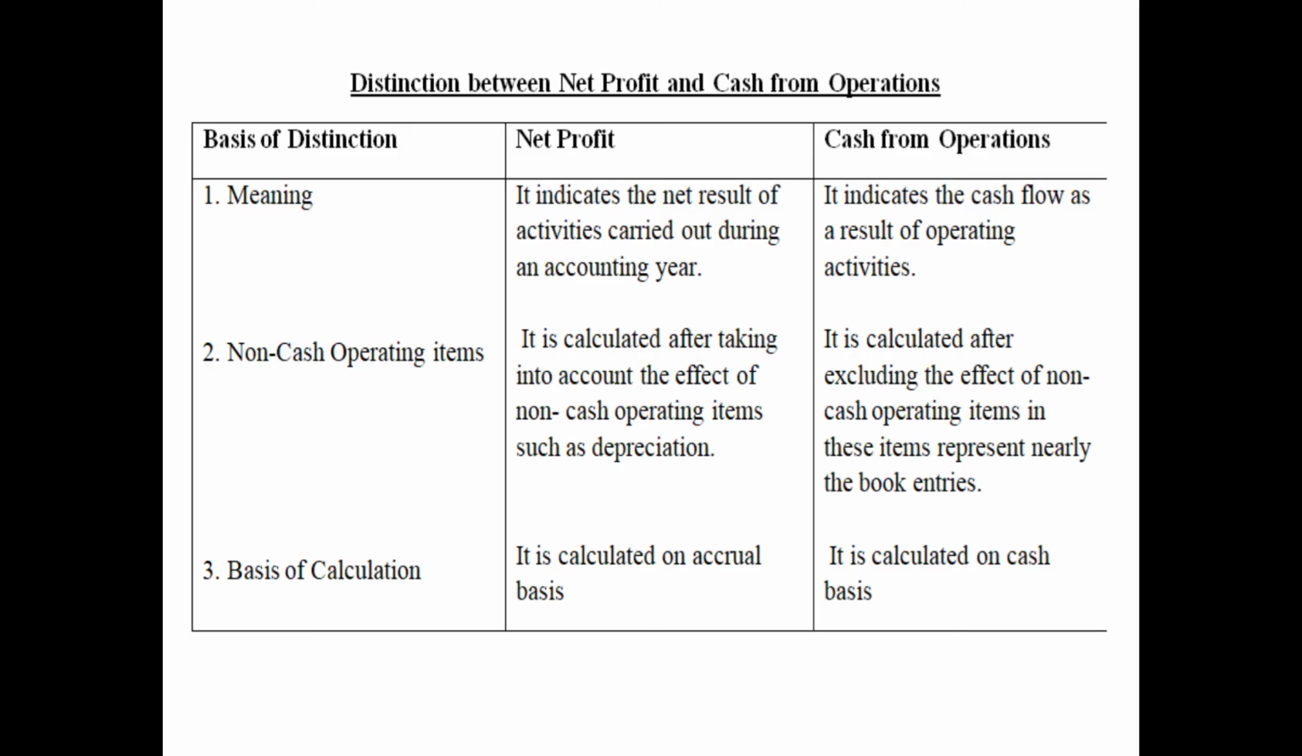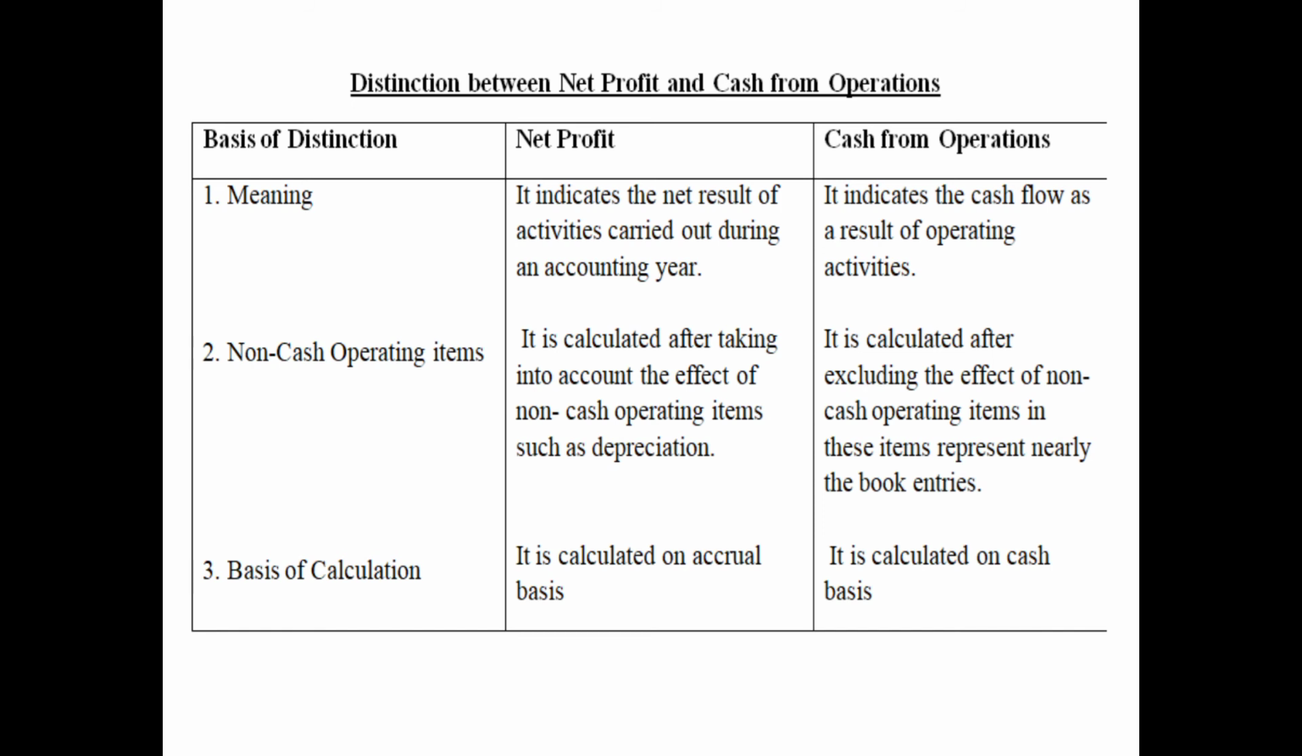Now, distinction between net profit and cash from operations. The first basis of difference is meaning. Net profit indicates the net result of activities carried out during an accounting year, whether operating or non-operating. But cash from operation indicates the cash flow as a result of operating activities only. Then the second basis of difference is non-cash operating items. Net profit is calculated after taking into account the effect of non-cash operating items such as depreciation. But cash from operation is calculated after excluding the effect of non-cash operating items.